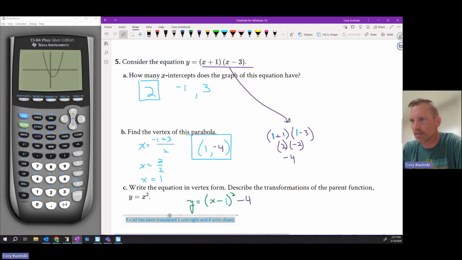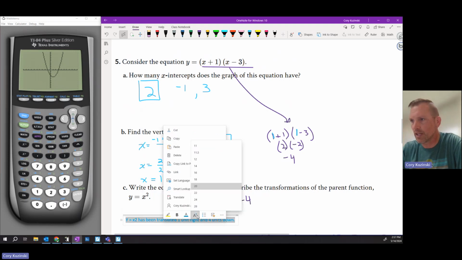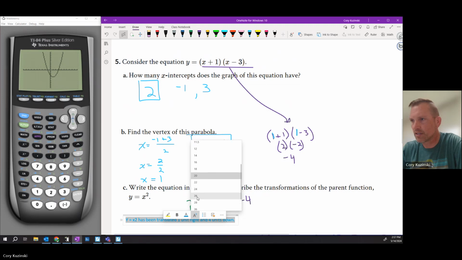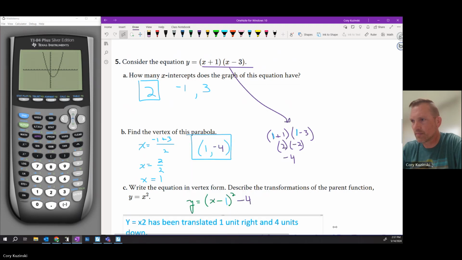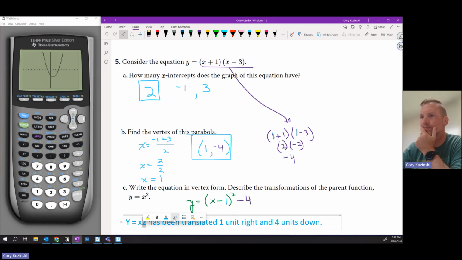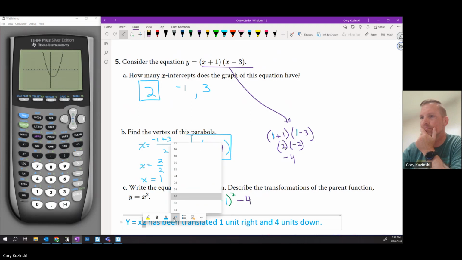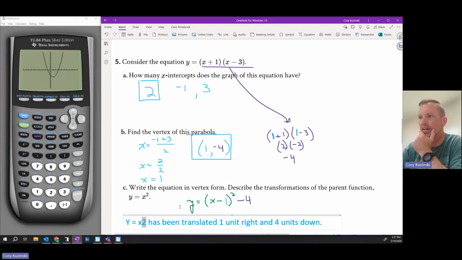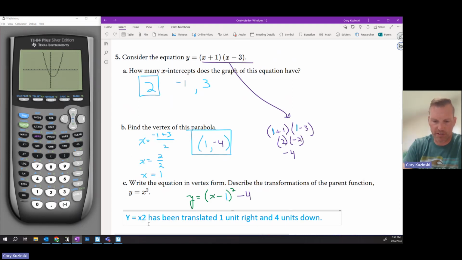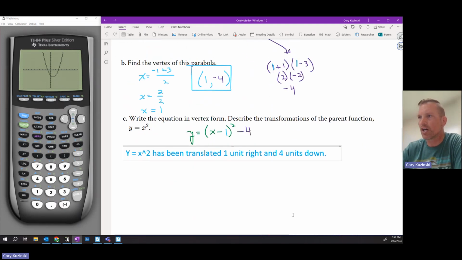A couple different colors there. Let's go a lot bigger. There we go. Gotta fix this too. I don't remember how. Doesn't matter. Let's put this little symbol here. There you go. X to the power of 2. We're done? We're done.